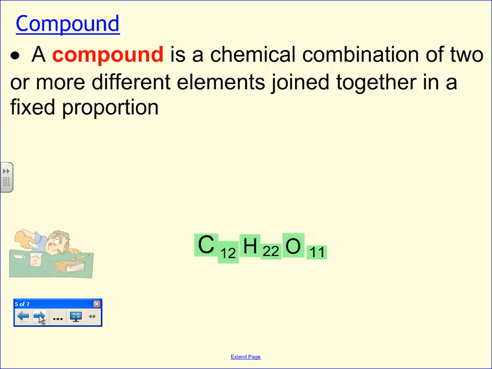So the other kind of pure substances are what we call compounds. And this formula down here is the formula for a compound. That's sugar, ordinary table sugar.